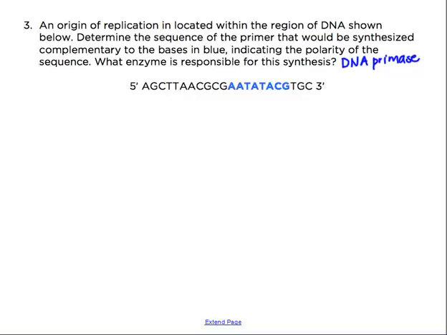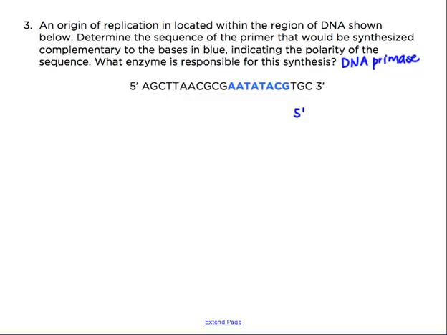Okay, now because DNA polymerase can only make new strands in the 5' to 3' direction, that means that it has to read the template strand in the 3' to 5' direction. So let's do the complementary primer to these bases in blue. So this is the 3' end on the right, so we're going to start with the 5' end. And remember also that this is an RNA primer.